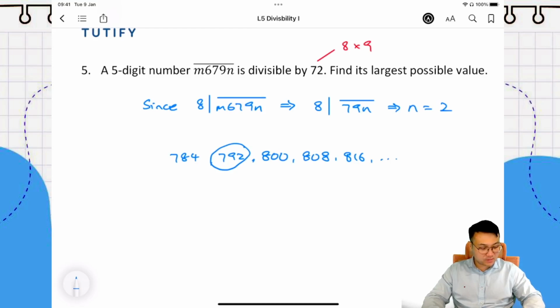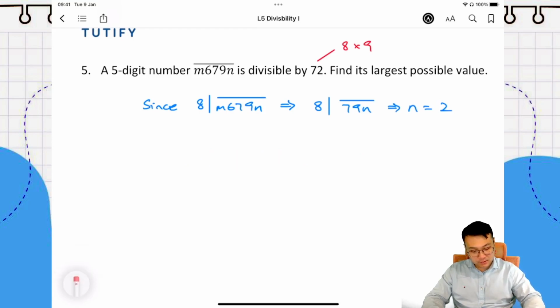792 is divisible by 8. Therefore, n must be equal to 2. Well done, An. So now you know that n equals 2. Next, we want to make sure it's divisible by 9. So what do I find? You have to add up all the digits. What do I call it? Sum of digits. I must find the sum of digits.